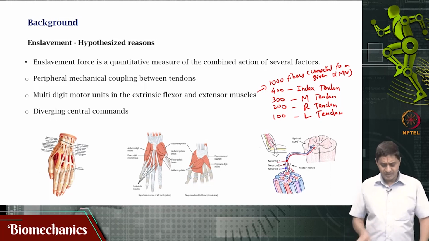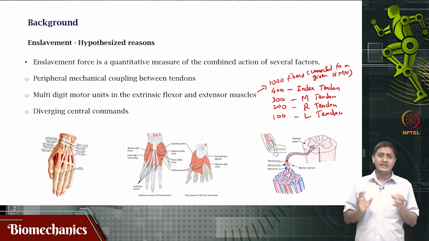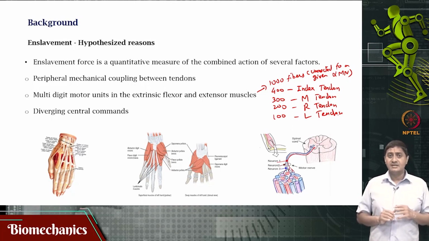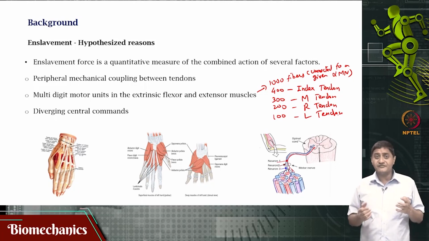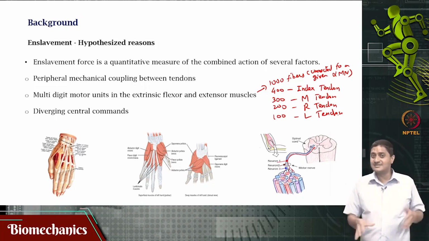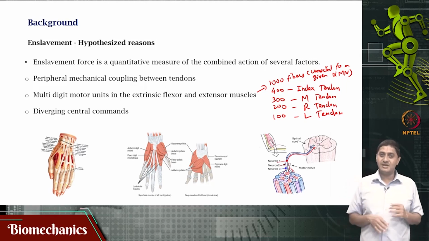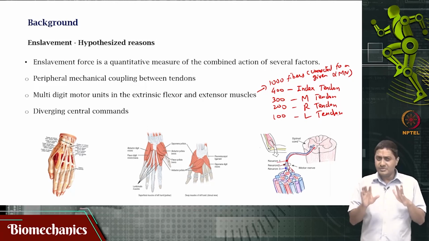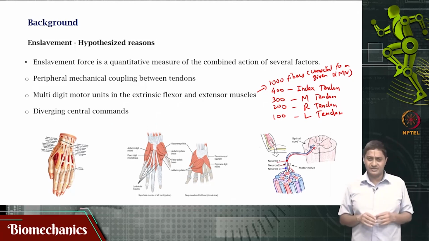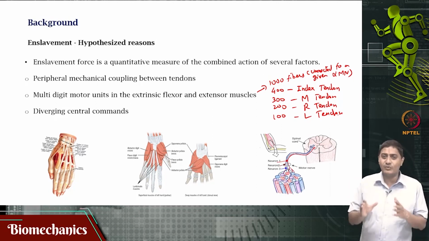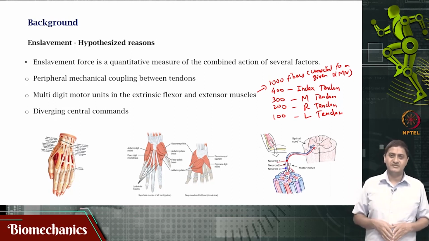The point is that there are these multi-digit motor units in the extrinsic flexor and extensor muscles that may or may not originate from different compartments. There is also a muscle compartment complication that we are not discussing as part of this discussion. They may originate from different compartments, for example. There is quite a bit of complexity involved in this. The point is that this may be one of the sources of enslavement.